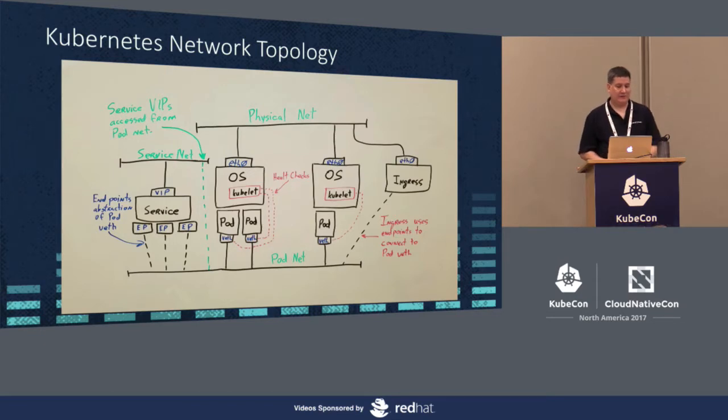I've tried to annotate a few other things that go on in here, such as the kubelet doing health checks to each pod. The kubelet actually sits in the OS and talks to the pod through the virtual Ethernet interface. We have the services, which are the abstraction that sits on the service net, but then have virtual endpoints to the actual pods. We'll see a little bit more of that in a bit too. But that's your typical scenario right there.